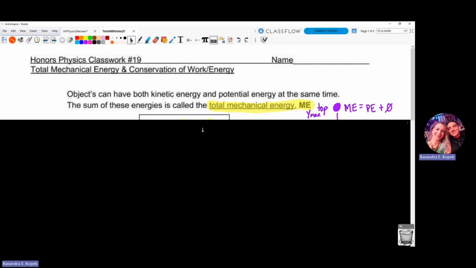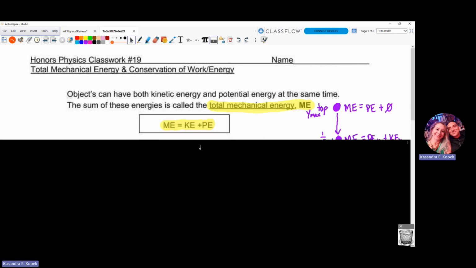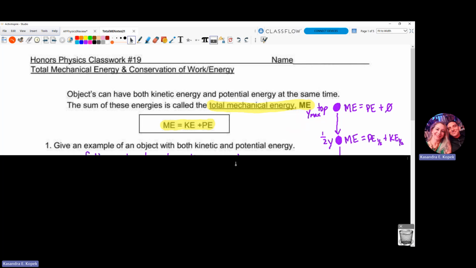So we know that the sum of both the kinetic and potential, and all types of potential is what I'm talking about here. Sometimes there's only gravitational, sometimes there's both gravitational potential energy and elastic potential energy. But the sum of all of that gives us the total mechanical energy for the system.